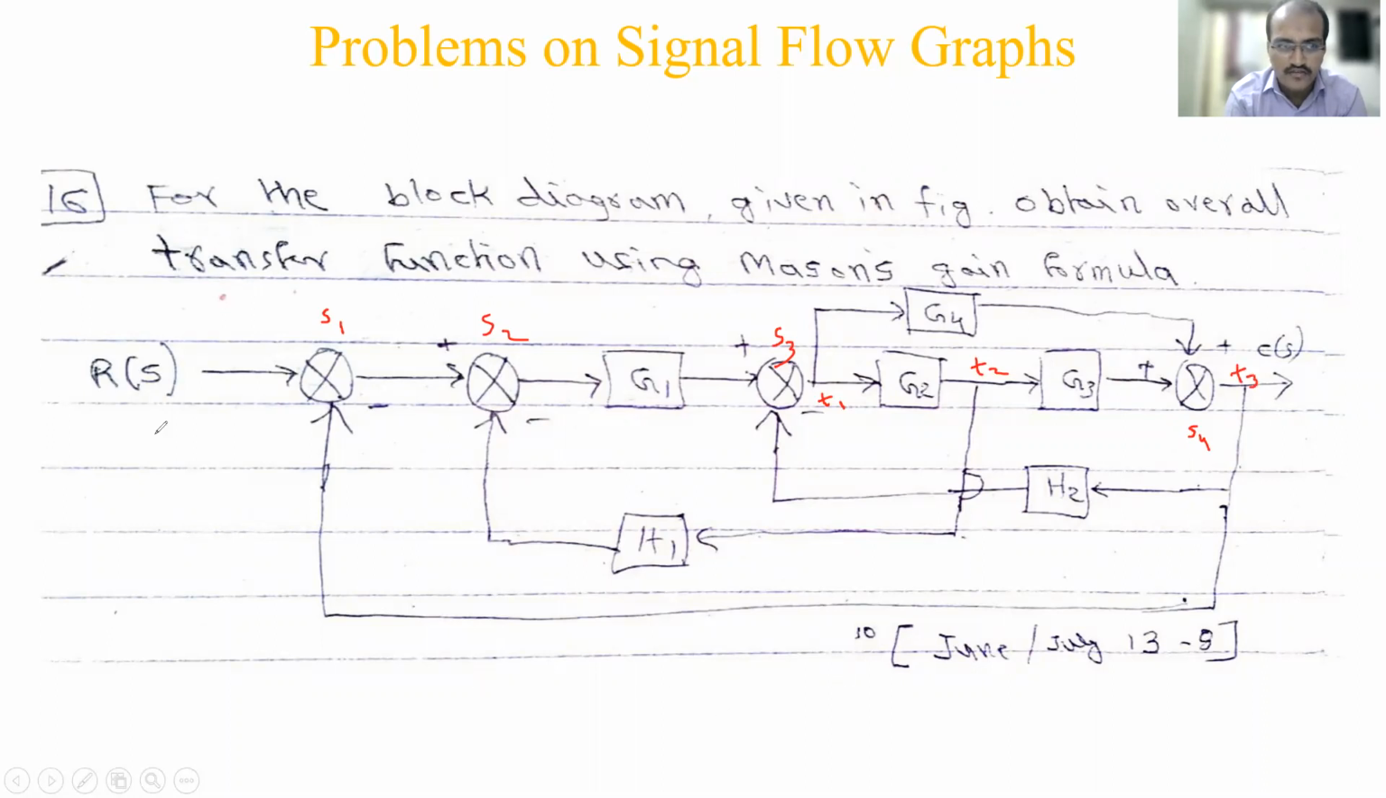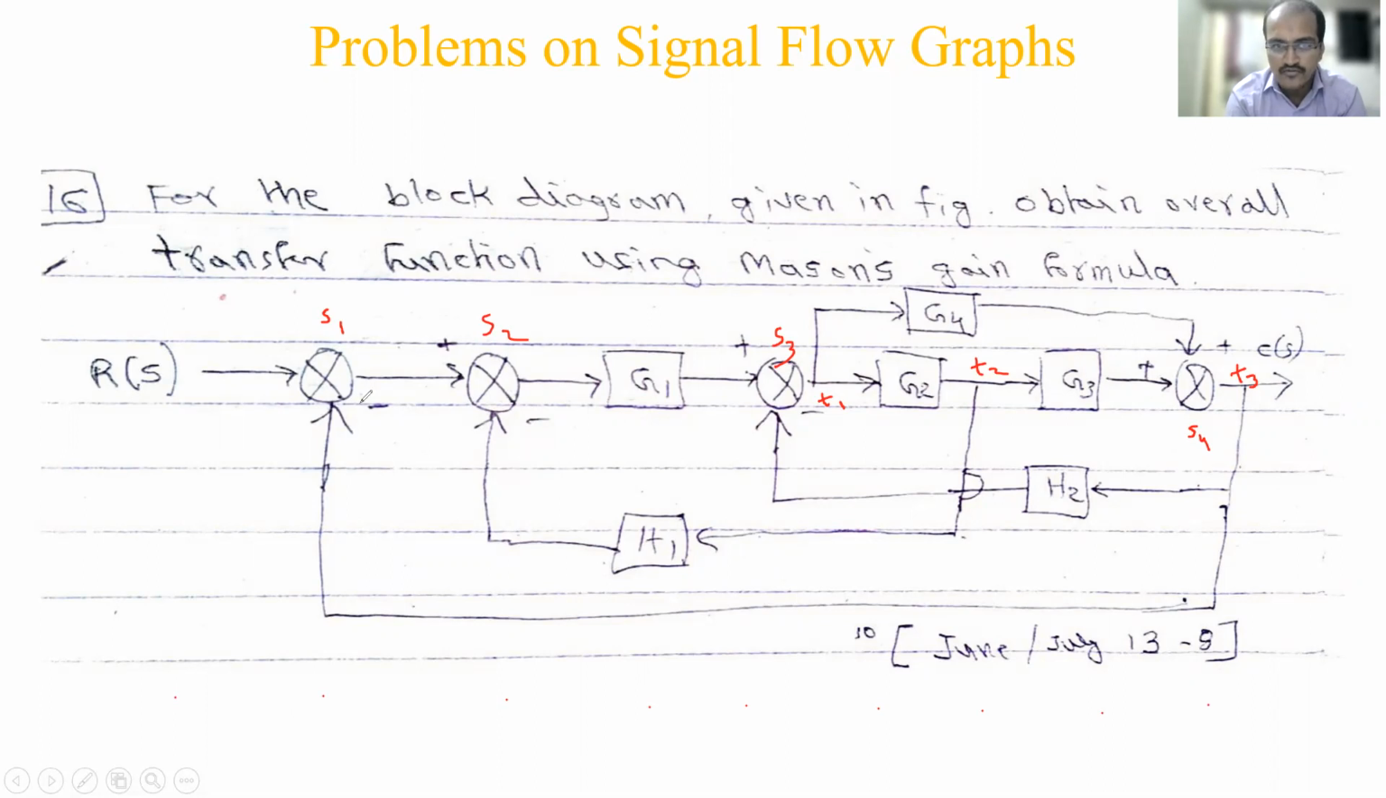So next step is very simple. Here you have the R of S. Identify this as the R of S node. Then you identify this S1. Then you identify this as S2 here. Then you identify S3. Then you identify T1. Then you identify T2. Then you identify S4. And then finally T3, and then finally C of S. So these many nodes are there now.